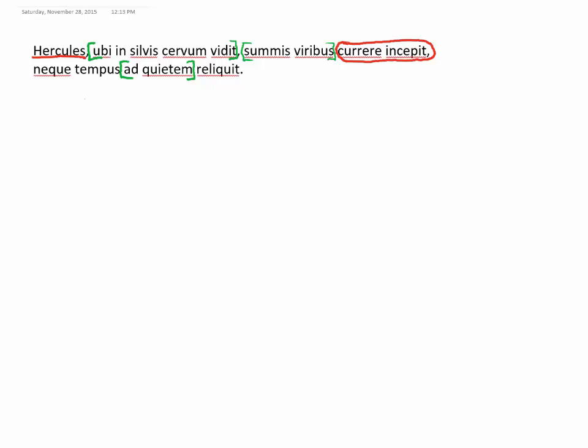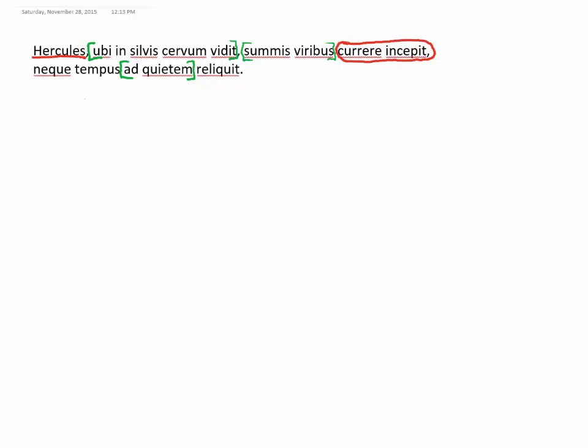As I know, usually when I have a clause marker like ubi, that's the marker for a dependent clause, which is always going to be an adverbial modifier. And then sumis and viribus are both in the ablative case, and we know that ablatives always make nouns work adverbally. So we know that those are going to be adverbial modifiers as well, which means we can put the whole first part of the kernel together.